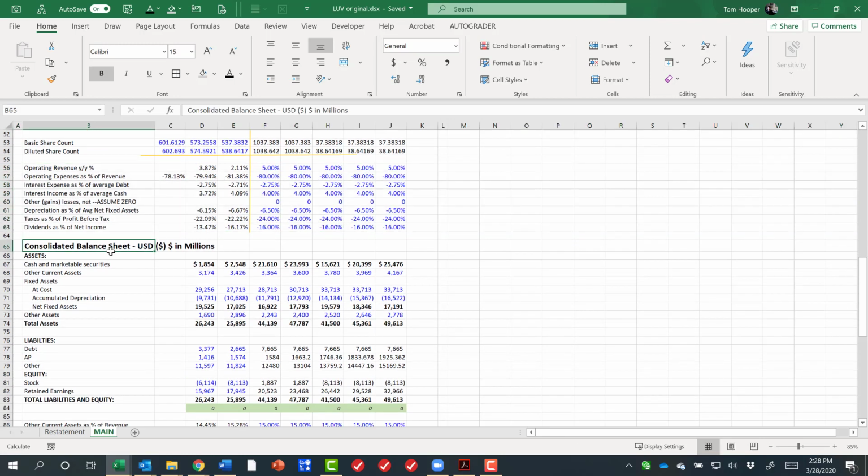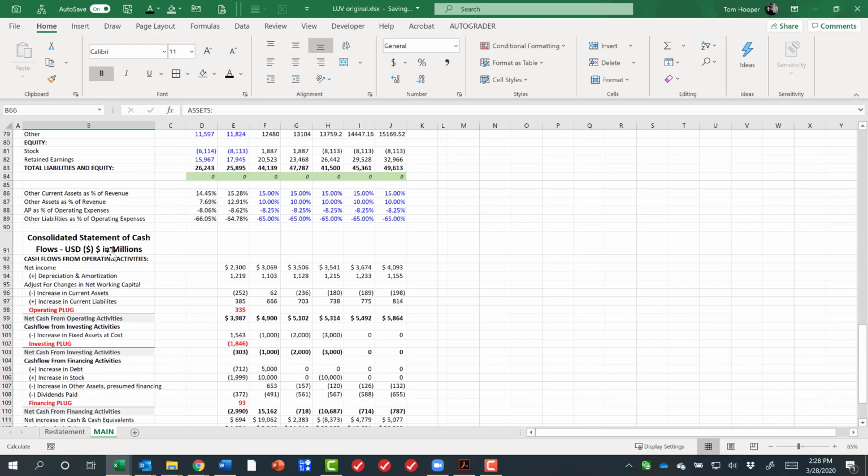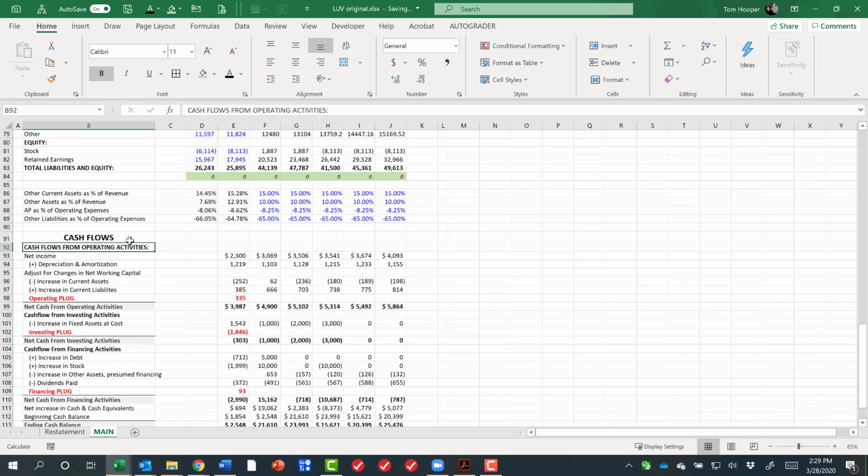I would probably just rename that as balance sheet and cash flows. I feel like I've said consolidated statement of cash flows about a million times this semester. I think next semester I'm just going to say cash flows to save some time. Operating, investing, financing, and so on.